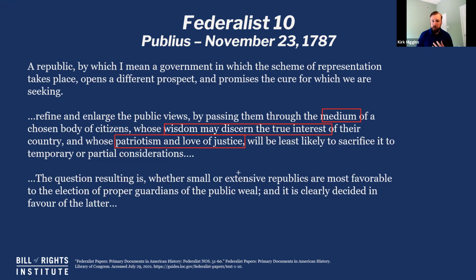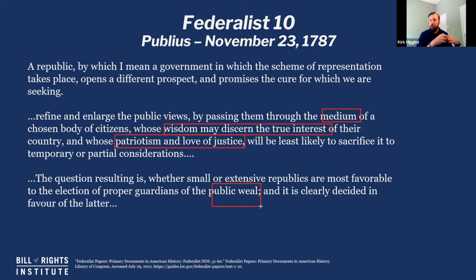He says the question resulting is whether or not small or extensive republics are most favorable to the election of proper guardians of the public weal, and it is clearly decided in favor of the latter. So are states or is the national government going to be better at doing this, or a stronger national government? The public weal, all he means here is the public good, right? What is best for the most amount of people? And he says, clearly, it's going to be where the most amount of people are involved, this extended republic.